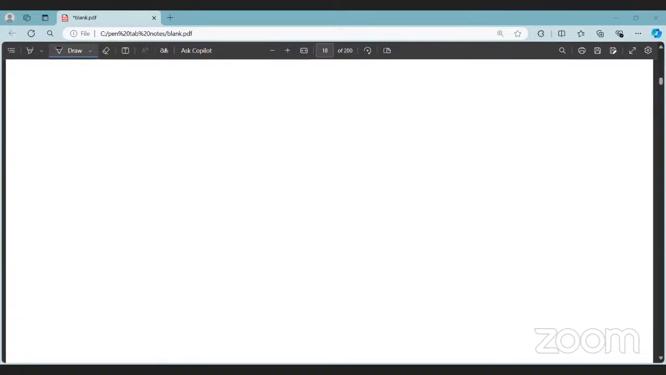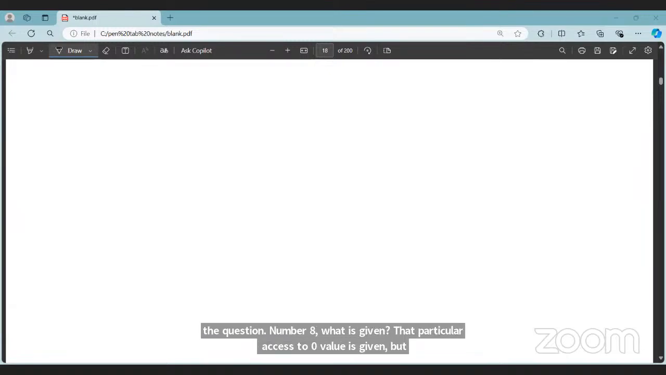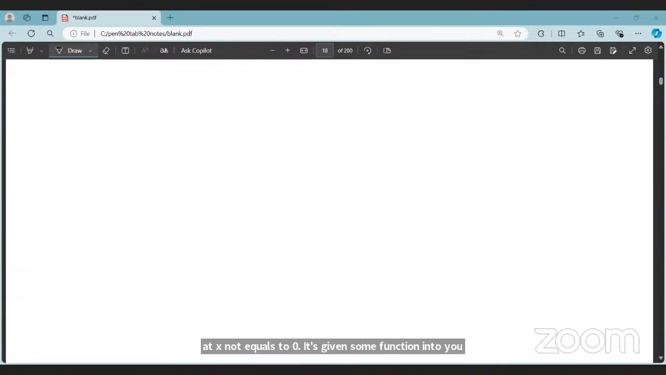So here you have to find out the limits only, right? I have question 5 also. Let's take question number 8. What is given is that at x equals 0 a particular value is given, but at x not equal to 0 it's given as some function into e to the power 1 by x. So you have to find out the limit of that function at x equals 0.